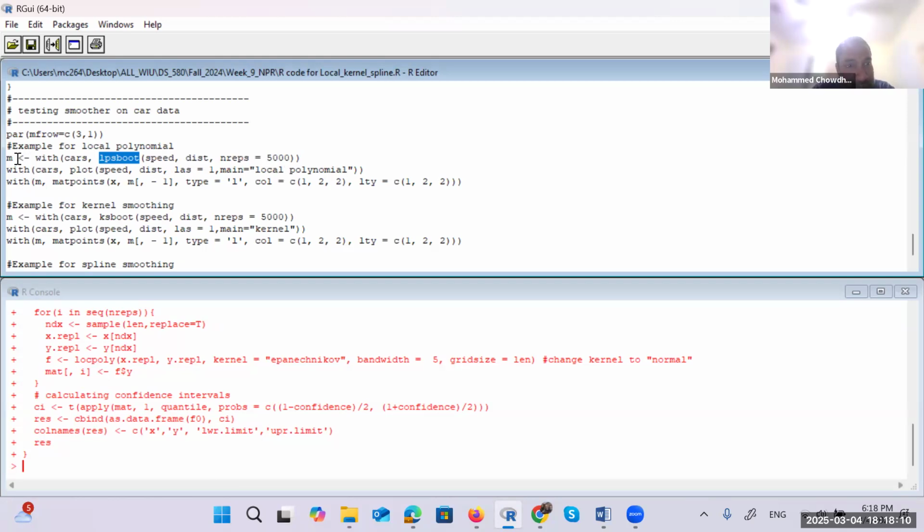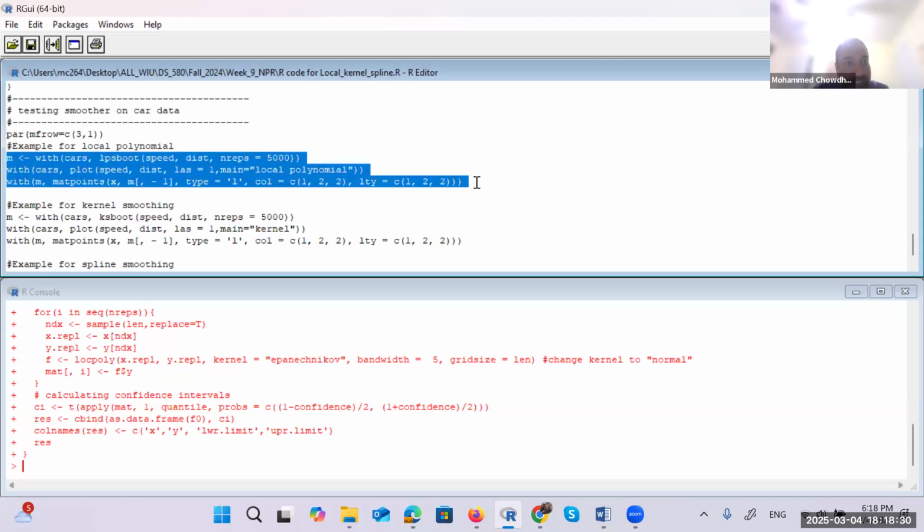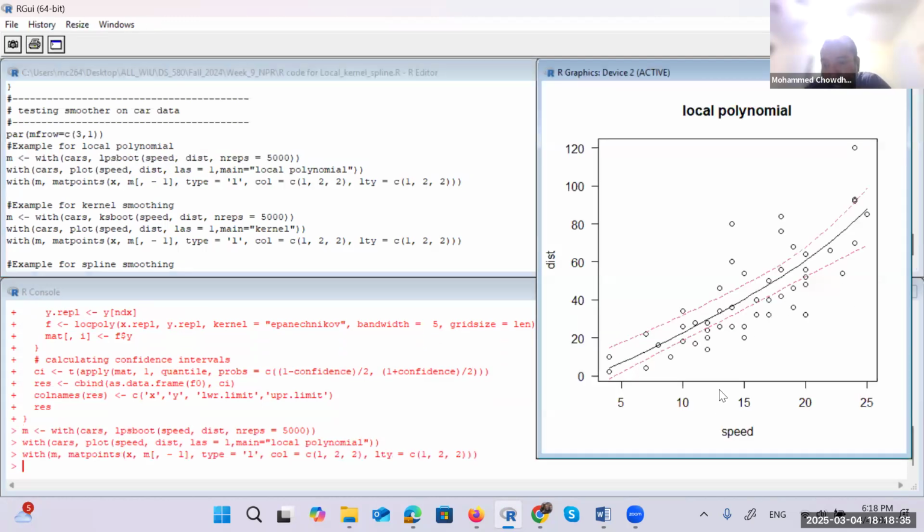And this is with M. I want to do matplot in here, so that means matrix plot. Matplot means matrix plot in here, X and all the three, Y as well as your lower and upper limit. And then this is the color and these things. So if I run these things, you will see a graph. This is the graph that has been created, speed and distance.